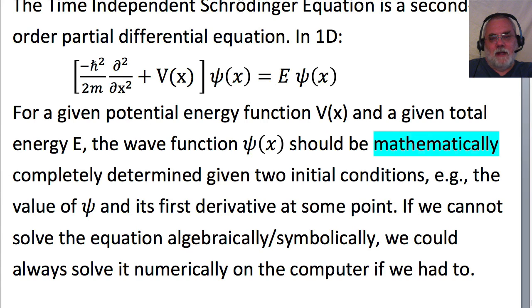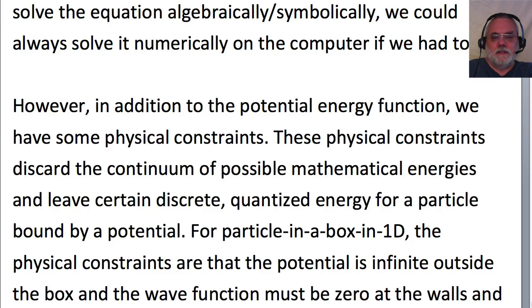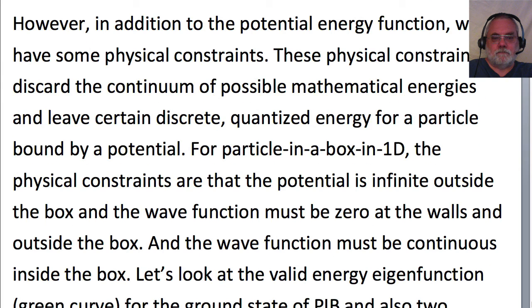So we might naively think, well, gee, that means that we could have any energy at all, and there would be a mathematical solution. And that's true up to a point. However, in addition to the potential energy function, we have some physical constraints which become mathematical constraints. The effect of these physical constraints is to discard the continuum of possible mathematical energies and leave certain discrete quantized energies for a particle bound by a potential.